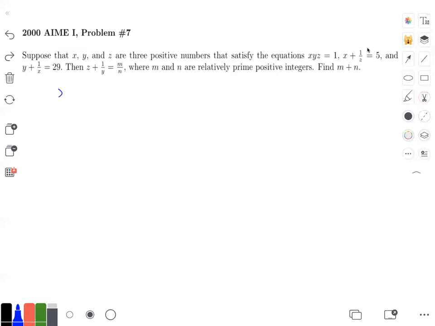Okay, so first of all, let's list what we know, right? We know that xyz is equal to 1. We know that x plus 1 over z is equal to 5. We know y plus 1 over x is equal to 29. And then we know z plus 1 over y is m over n, which is a little bit wacky, so we'll just call it k. So now what we want to do is somehow find z plus 1 over y.